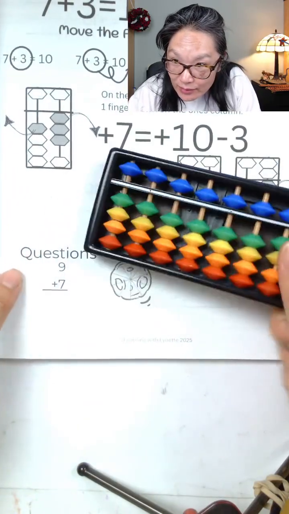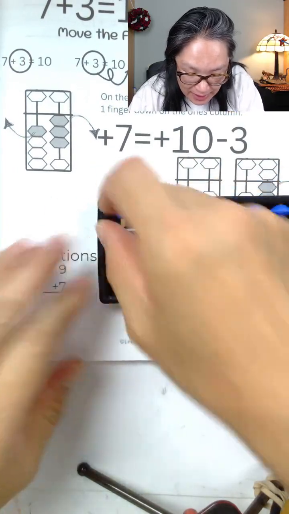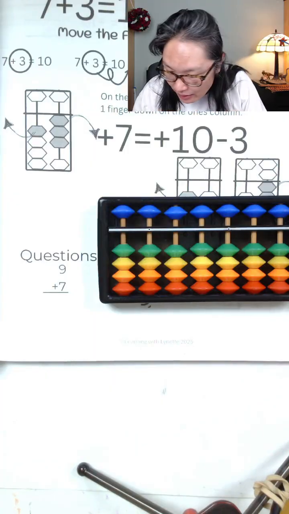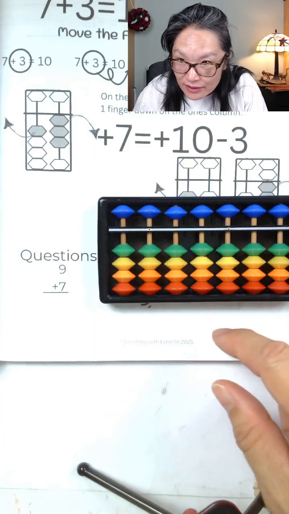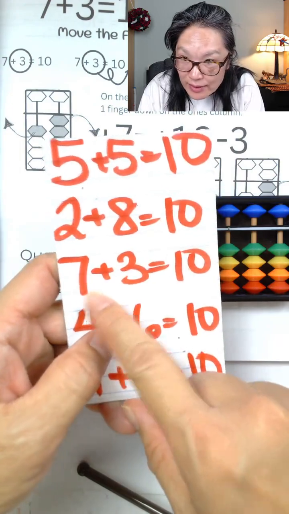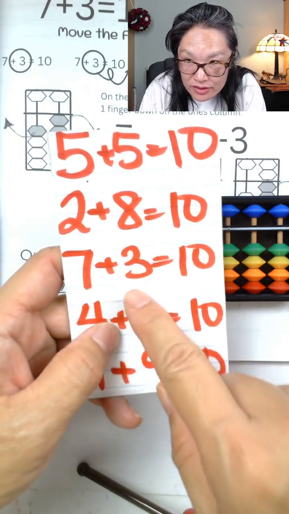So here we could do it again with the 7. It's the same concept but different numbers, the different pair. What's the pair? How do you make a 7? What's the 7 to make a 10? The pair of 7 is 3.